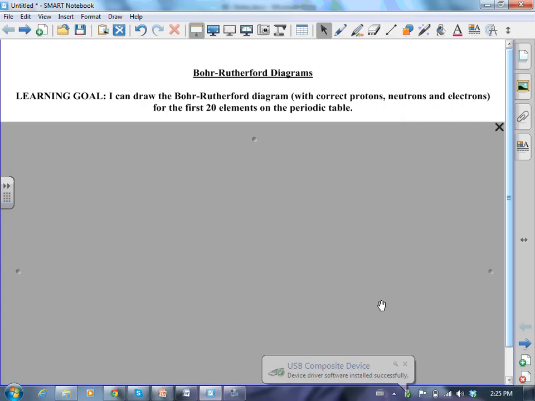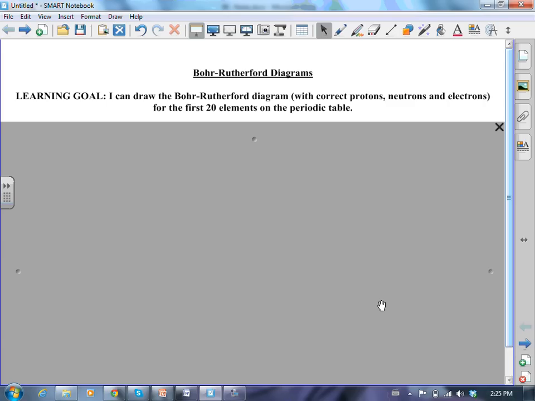So today's note's going to be a little bit different. We're going to be looking at how to draw Bohr-Rutherford diagrams. But for this part of your notes, you actually don't have to write anything down. If you would like to add to your notes that already exist, you are more than welcome to do that. But what I would recommend you do is actually just listen to the rules on drawing these Bohr-Rutherford diagrams and then trying some on your own to make sure that you're getting it right.